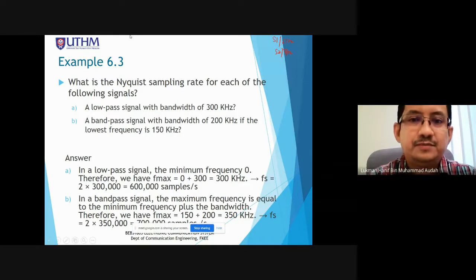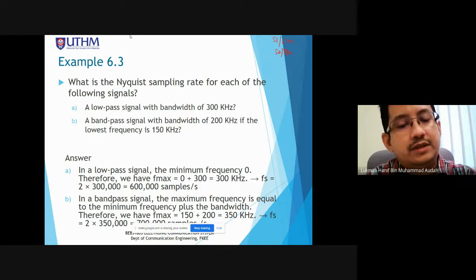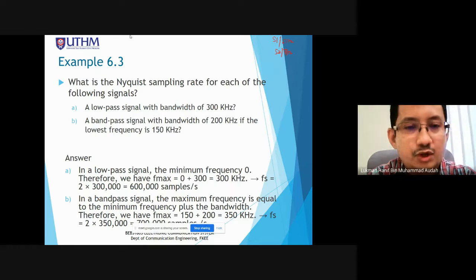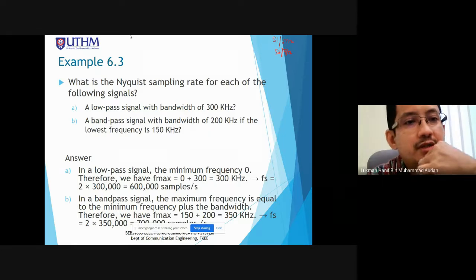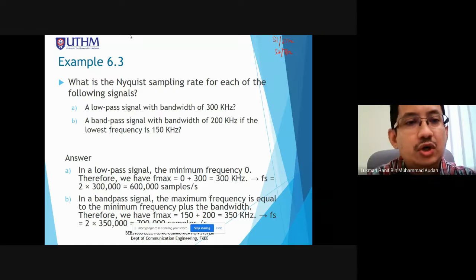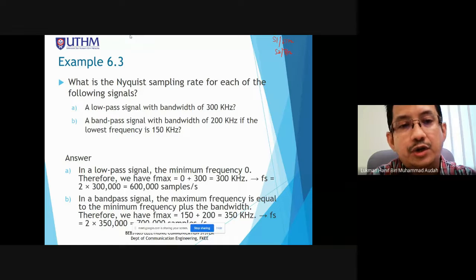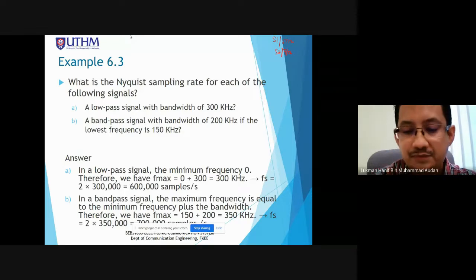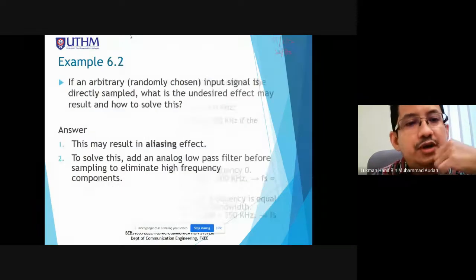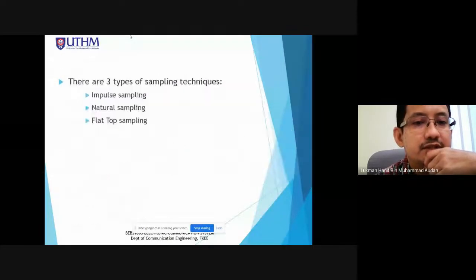Okay, so last week we stopped at this topic, example 6.3. Before we move to the next topic, we need to refresh again what we have learned last week. Last week we learned about the sampling process.